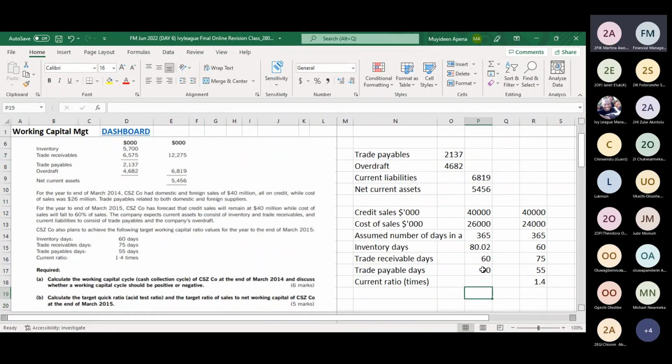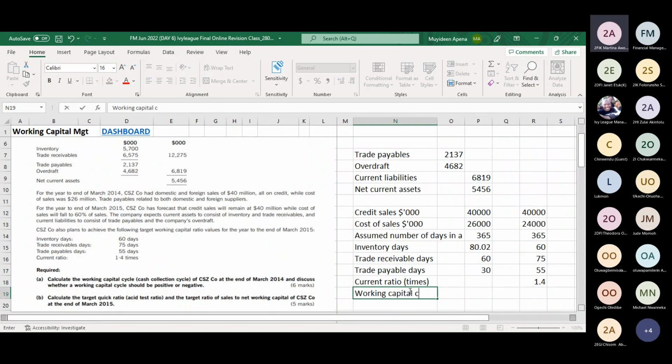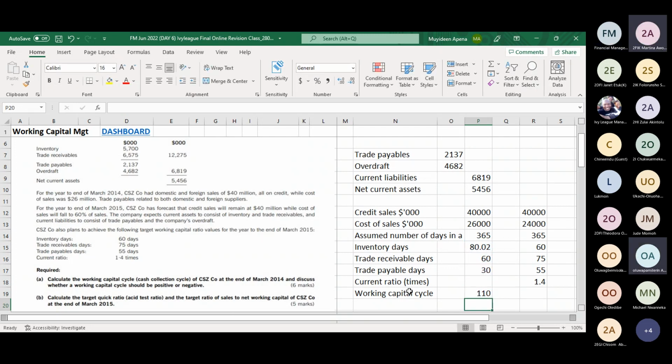In case in this exam you are given credit purchases, you would use that, but if we didn't tell you, use cost of sales. So working capital cycle for this year will be equal to inventory days plus receivable days minus payable days. So we have 110 days, isn't it? So we've solved that part, one part of part A.